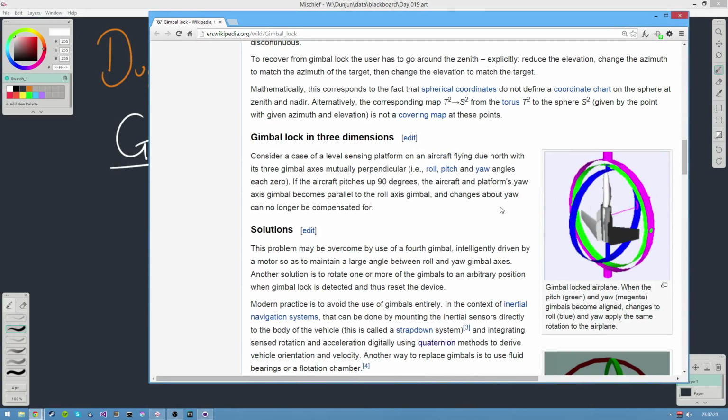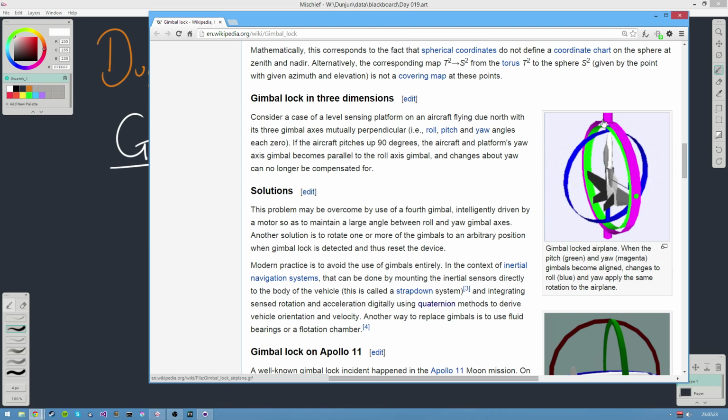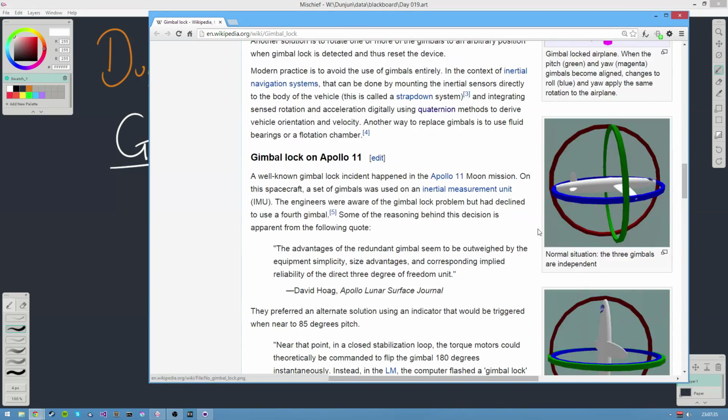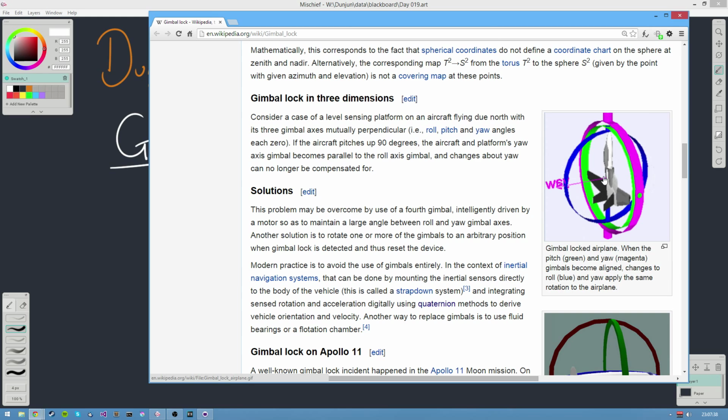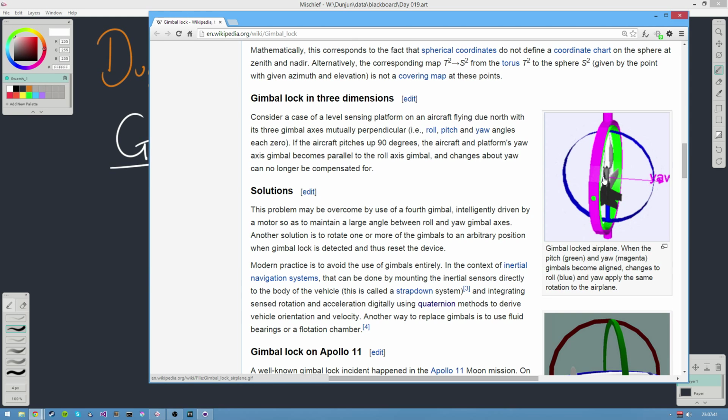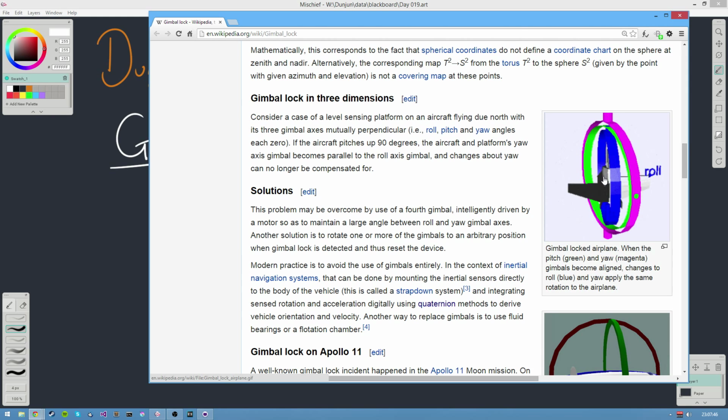The thing about gimbal lock is that it will happen if two of these gimbals lie in the same plane, which means that you lose one of the degrees of freedom, and this becomes a problem. The reason for this is that there are numerous ways to represent the same angle using Euler angles. You could use 0 degrees or 360 degrees, that's the same thing, or you could use minus pi or plus pi, so minus 180 degrees and plus 180 degrees, and they represent the same angle.